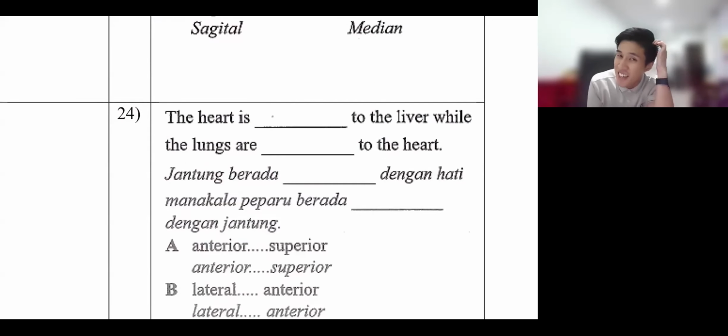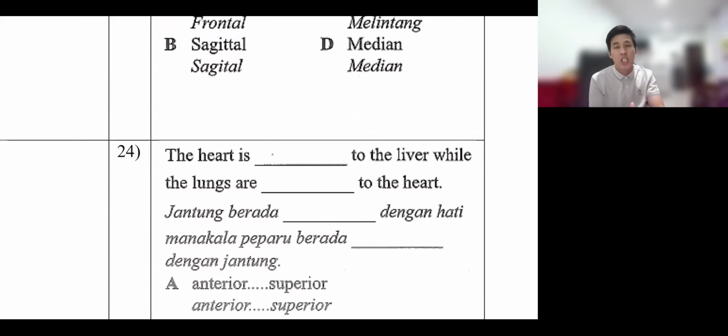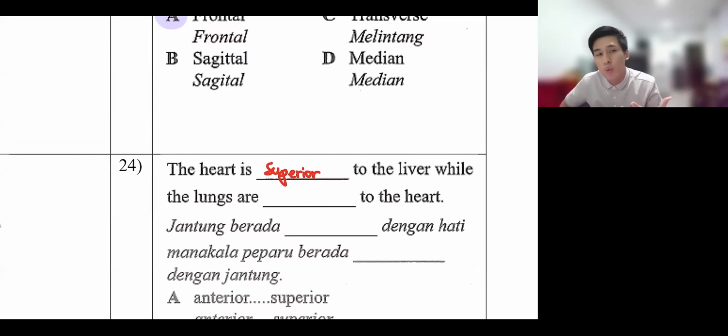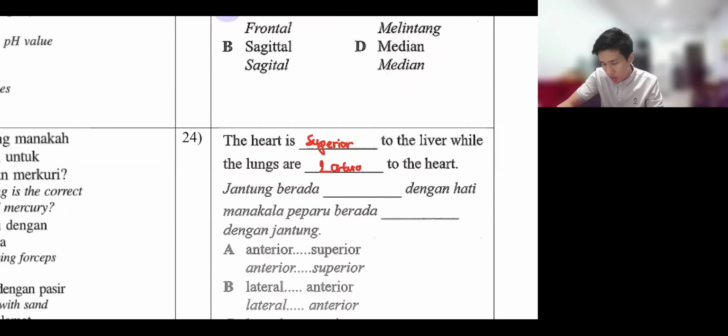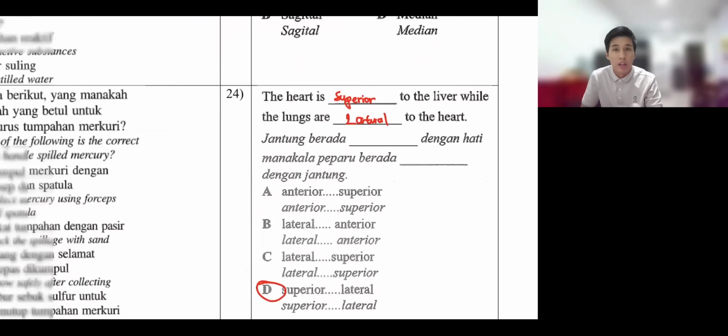Okay. The heart is what towards the liver? The liver is here, so the heart is always on top of your liver. On top is superior. Okay. Lungs is what towards the heart? Lungs, heart. It is beside it. Yeah, correct. The answer is lateral, so the answer is D.